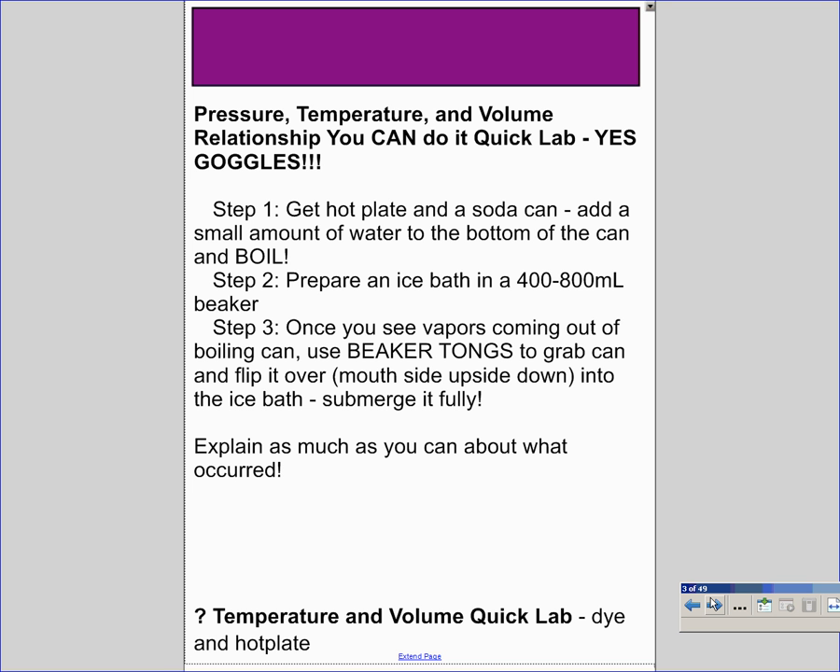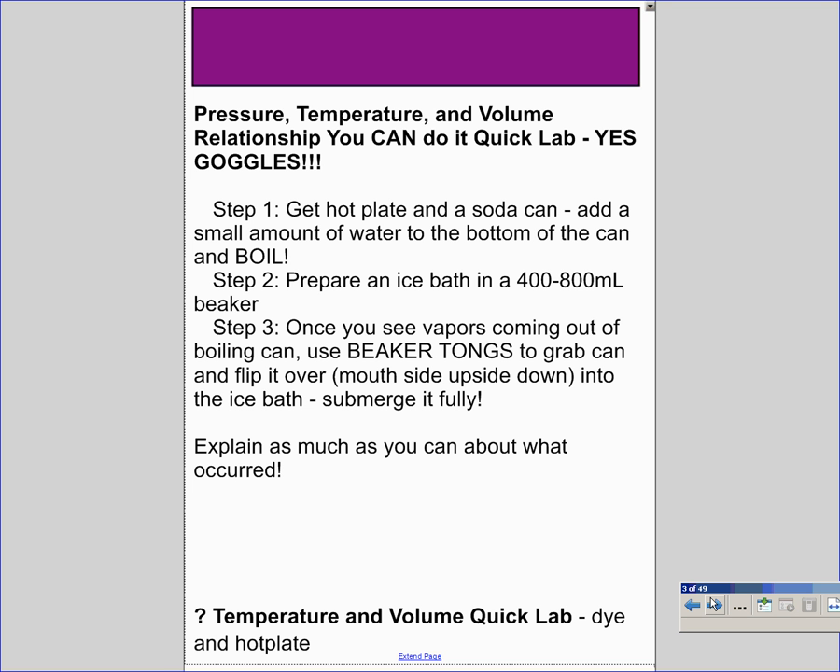Once you see the vapors coming out, you need to take the can with beaker tongs, not your hands, beaker tongs, and you're going to flip it upside down in a beaker of cold ice water, okay? It has to be ice water. I have the ice in there already, so you're going to actually have to fill it up with water, not all the way, about 3/4 of the way full of water, okay?